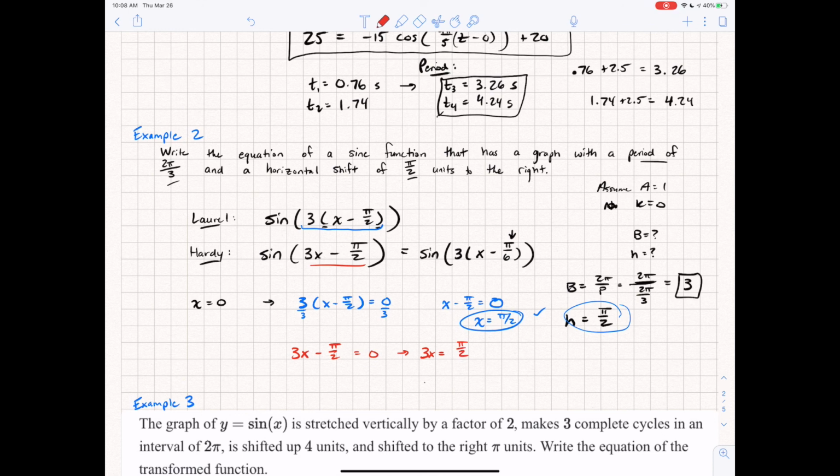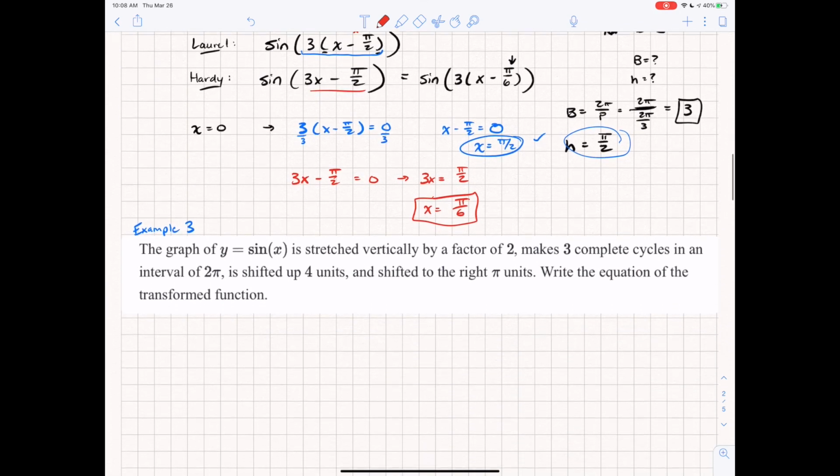Then I would divide by 3, which gives me the starting x coordinate of pi over 6. And so it's because of, again, how this is written, we need the extra parentheses. I highly encourage you, make sure you're writing these in when you're writing the main equation. Otherwise, you will screw up your starting value.